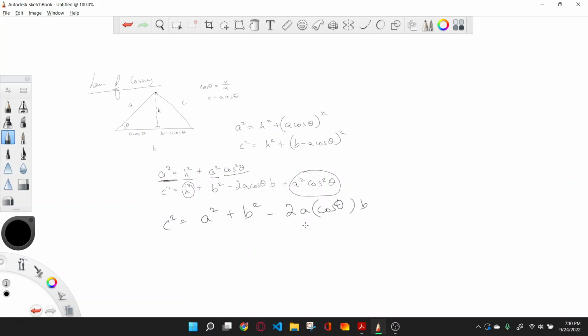And this is basically the law of cosines. All you have to do is rearrange the order of these terms to get it in the more traditional way that people will normally write it. So here it is, the law of cosines.